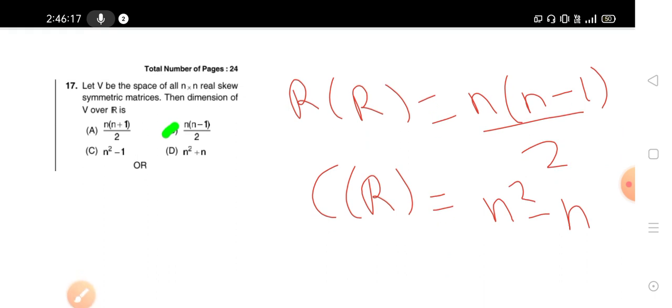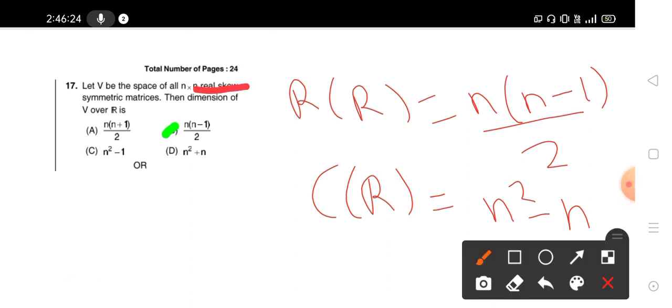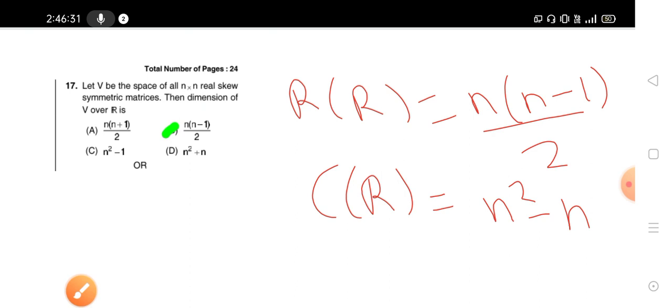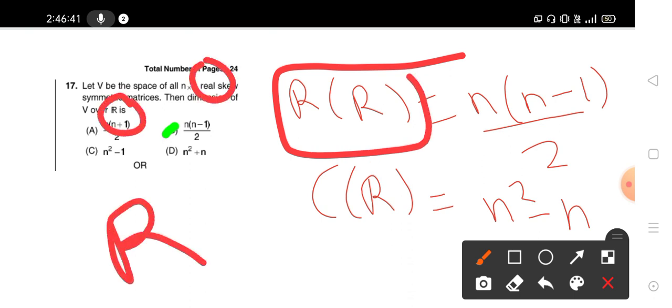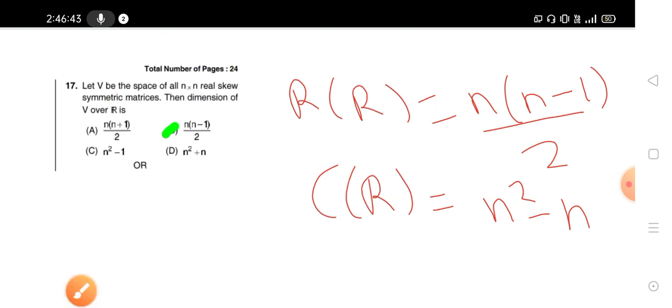Next question. Let V be the space of all n cross n real skew symmetric matrices. Then find the dimension of V over R. Here, given real and over R, that is R over R, the answer is n minus 1 upon 2. If they ask C over R, then the option is n square minus n.